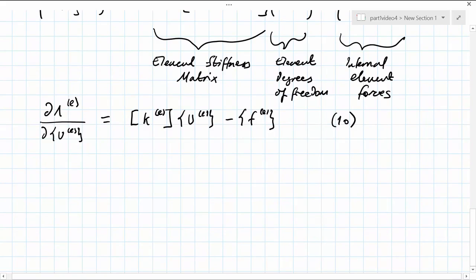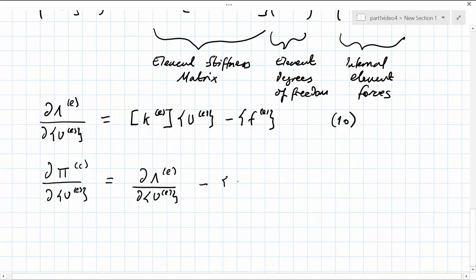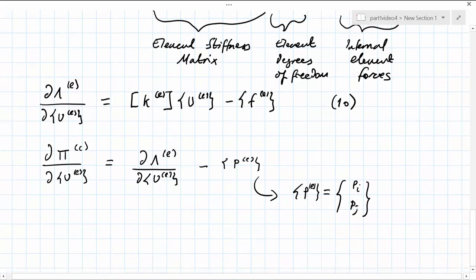The equilibrium for the whole element is then written as the derivative of the total potential energy for the element with respect to the element degrees of freedom, and that's then equal to equation 10, which is d lambda E divided by d ue, minus our vector of external nodally applied loads PE, where in this case PE is simply PI and PJ, which are the loads applied to the element nodes.